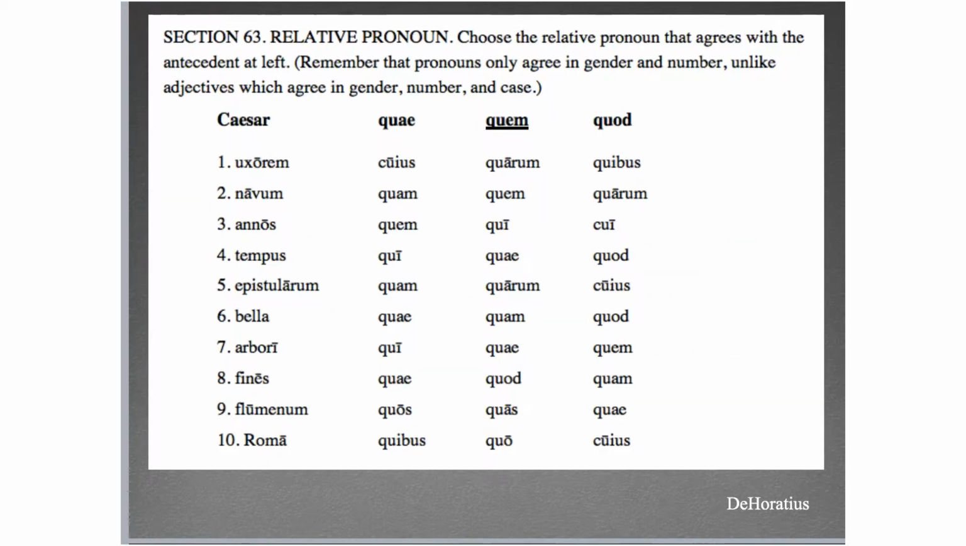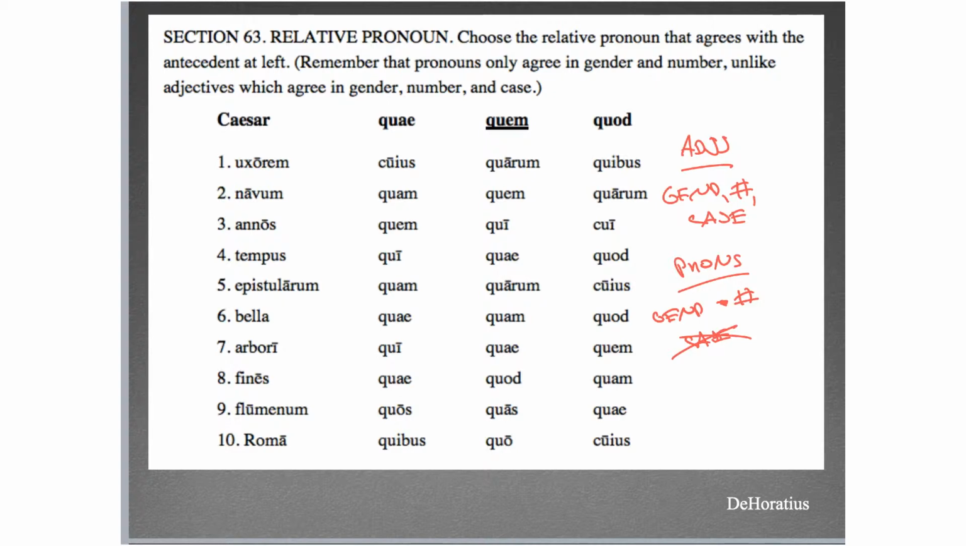Here's a little exercise. Just a reminder: adjectives agree in gender, number, and case. We're not dealing with adjectives here, we're dealing with pronouns. So pronouns agree in gender and number only. They do not agree in case because that would restrict too much the function of the pronoun in the next clause. That's not to say they can't have the same case. They might coincidentally both be subjects, the pronoun and its antecedent, or direct objects, but they don't have to have the same case. You're just looking for gender and number.